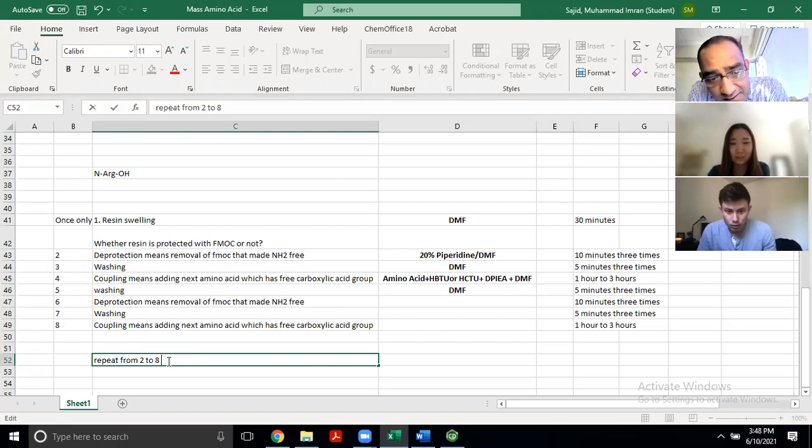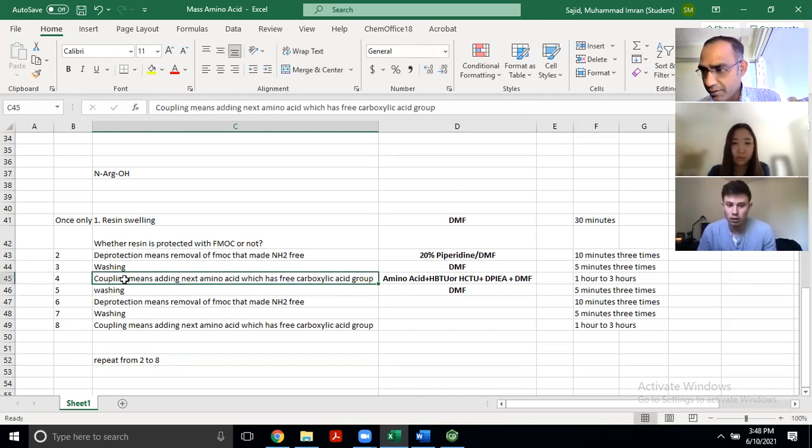Then you have to check whether the resin was protected or not protected. If it was protected, you have to do the deprotection. If it wasn't protected, you skip step 2. Then you just start with coupling. Okay, perfect. So you don't have to wash either, you start with coupling, right? No washing either, because you already swelled it, right? Yep.